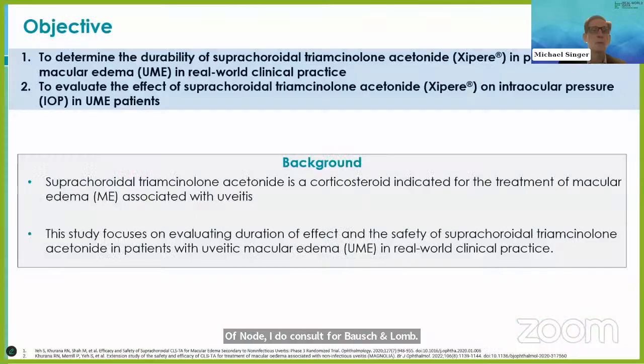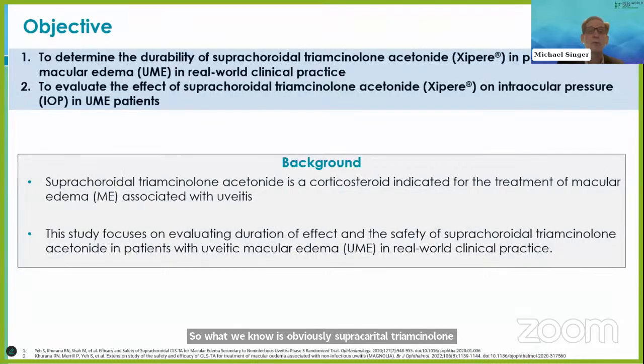All right, sorry. We want to determine the durability of suprachoroidal triamcinolone in patients with uveitic macular edema in the real world. So we wanted to evaluate it not only in terms of its durability, but also in terms of how it affects intraocular pressure in uveitic macular edema patients.